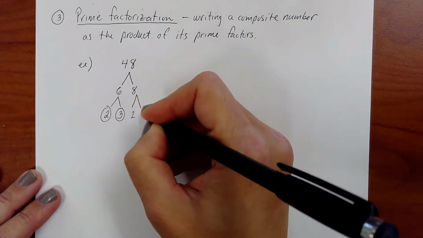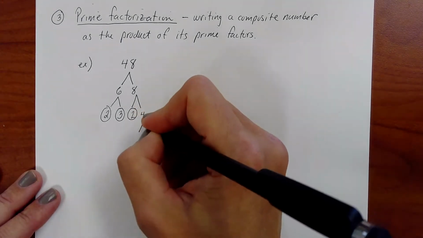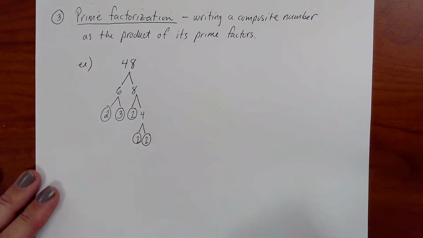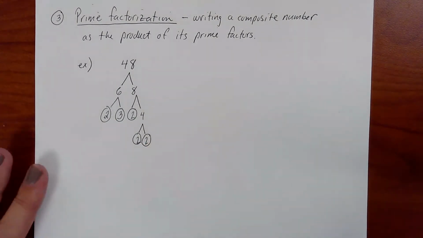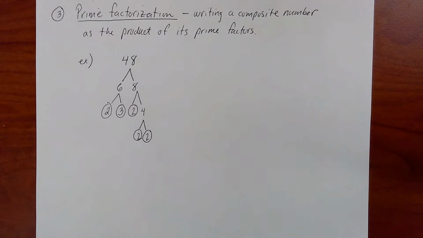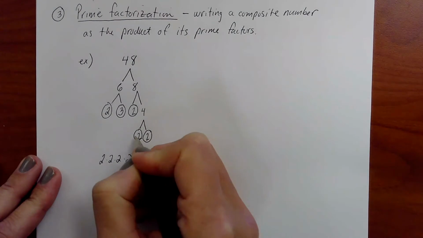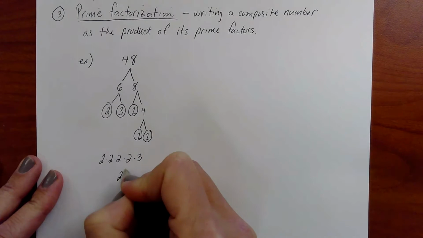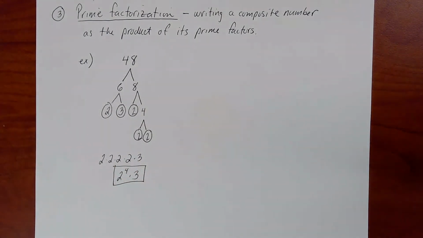8, I could do 2 times 4. 2 is prime. 4 we could still break down. 2 times 2. Okay, so what is the prime factorization of 48? And you can write it in any order. I usually write from the lowest factor to the highest, so it's 2 times 2 times 2 times 2, right? 1, 2, 3, 4 2s, and a 3. A better way to write that, 2 to the 4th times 3. There is your prime factorization for 48.